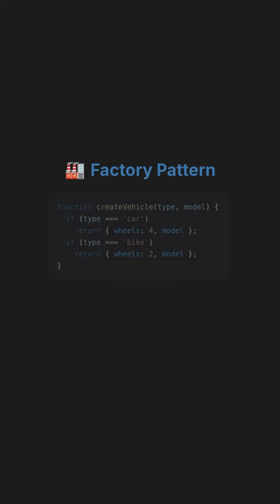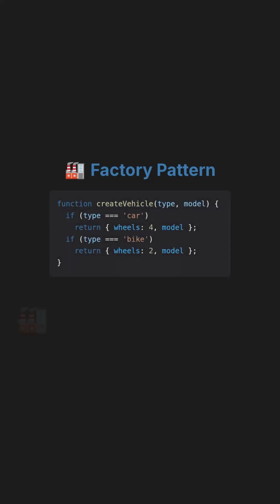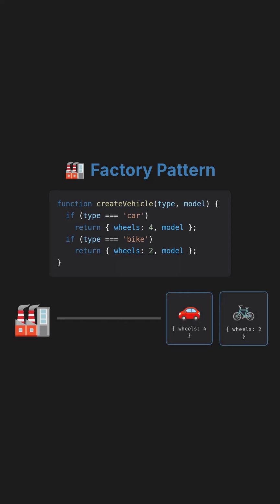Moving on to the factory pattern, which is ideal when you need to create flexible objects at runtime without specifying the exact class or constructor in your code. This pattern provides an interface for creating objects in a superclass, but allows subclasses to alter the type of objects that will be created. It effectively abstracts the object creation logic, making your code more modular and easier to extend.